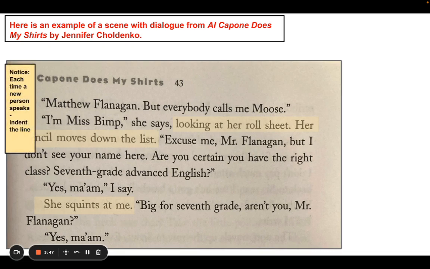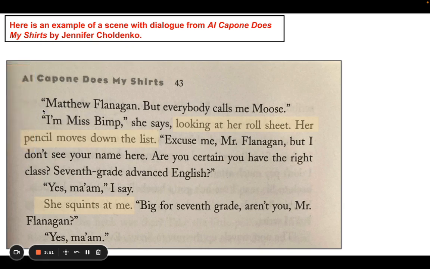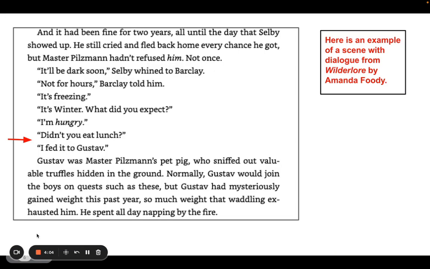Each time a new person speaks, you indent. It's essentially you're starting a new paragraph every time a new person speaks. So you can see Matthew, Miss Bimp, Matthew, Miss Bimp, Matthew. Here's another example of a scene with dialogue from Wilder Lore by Amanda Foody. And this has a quick back and forth, so I really wanted you to see an example of that.